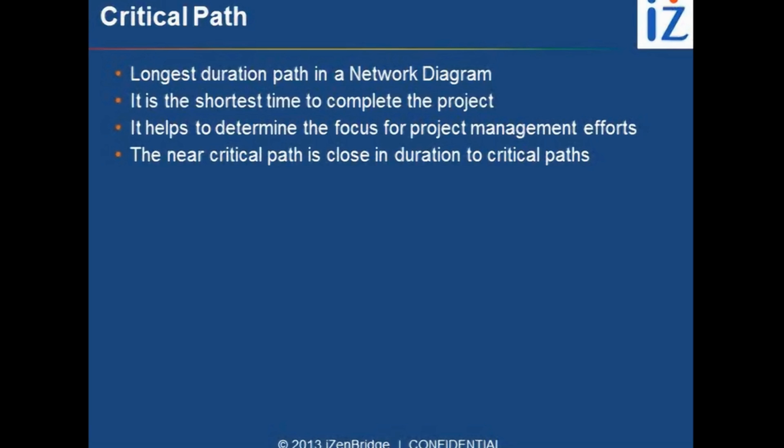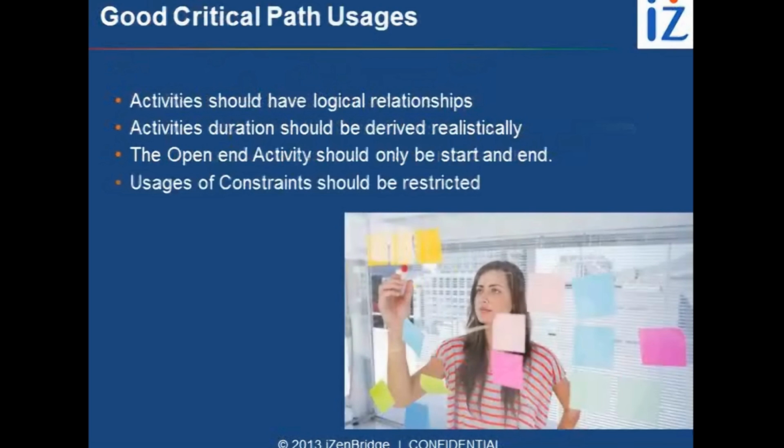And that is why project managers usually keep their maximum focus on the activities which are on the critical path. Now, you might have studied critical path before this session also, but there are a few things I want to point out. For a good critical path, you should have logical relationships among all the activities. So you should not create activities in your project schedule which have no dependencies or which are just hanging. The open-ended activities should be the starting and ending of the project only.